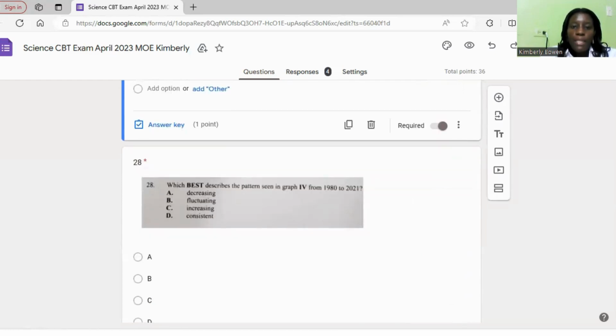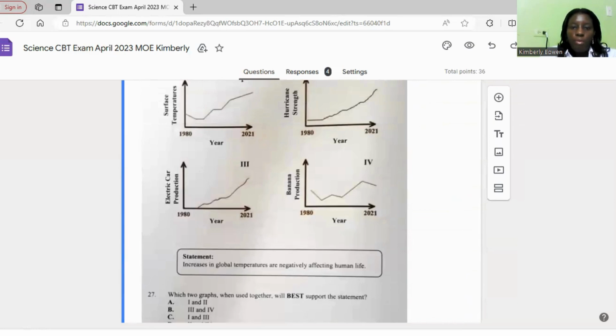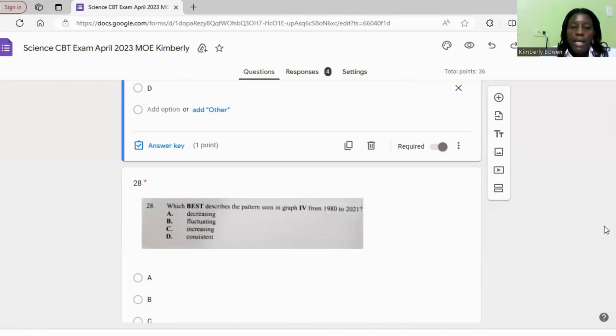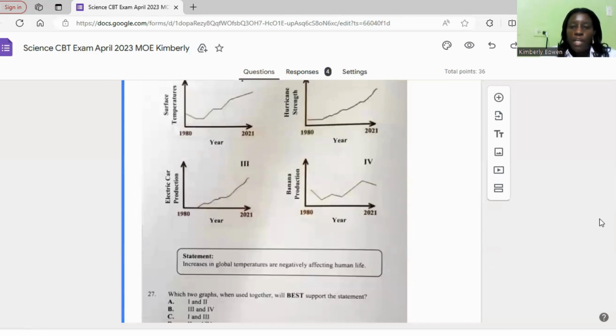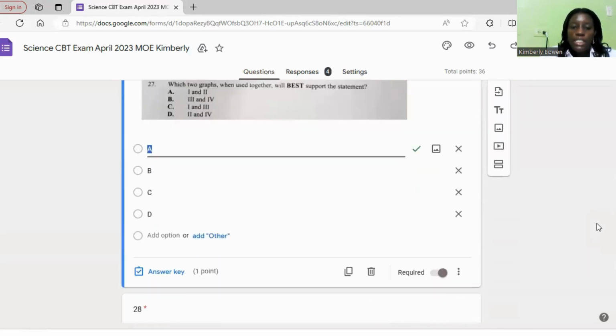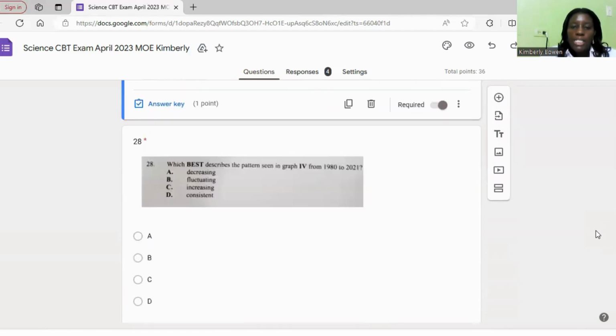Which best describes the pattern seen in graph 5 from 1980 to 2021? It's increasing, decreasing, consistent, or fluctuating. It's fluctuating because it keeps going down and going up. It's high and low. It's not a steady incline, so that's not an increase. It's not going steady downwards, that's not a decrease. And it's not consistent. Consistent would mean a straight line, so it's fluctuating.